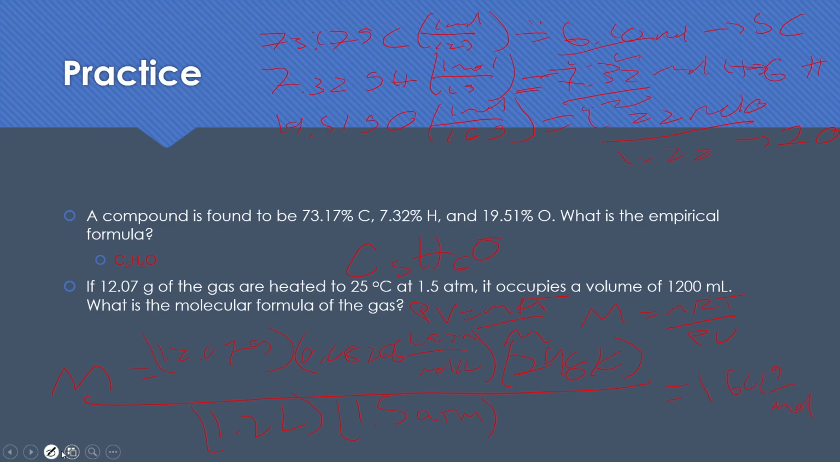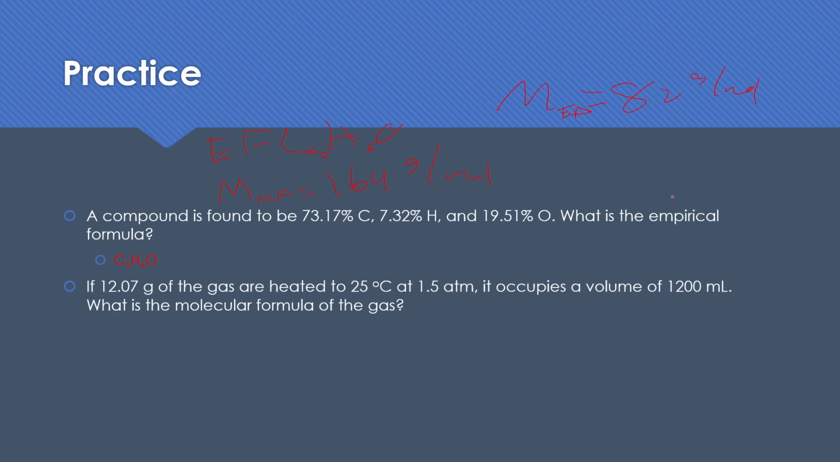Okay, so let's reset our board so we can see what's going on. We have the empirical formula, C5H6O, and we know that the molar mass of the molecular formula is equal to 164. So the molar mass of the empirical formula is equal to 12 times 5 plus 6 plus 16, or 82.